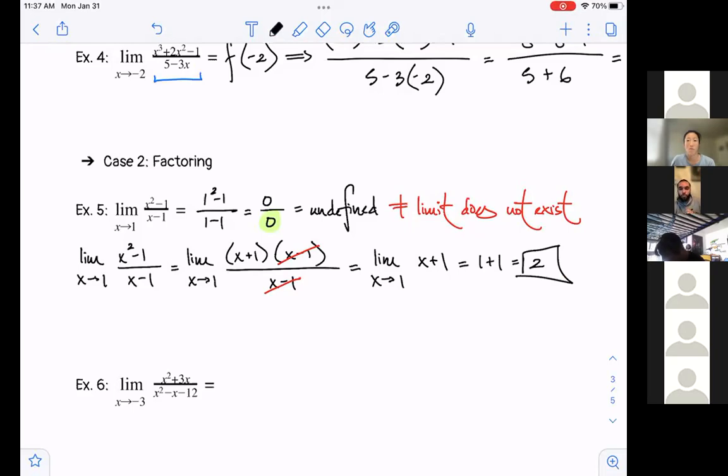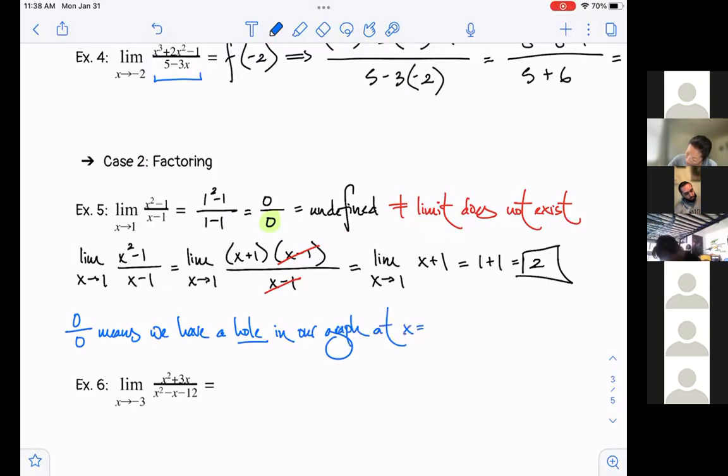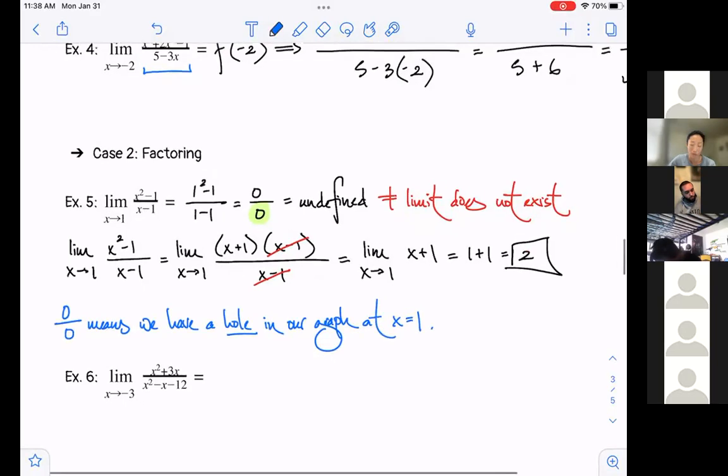So what does this mean? I'm going to write a sentence here to help us frame that. 0 over 0 means we have a hole in our graph at x equals 1. We have a hole in our graph at x equals 1.